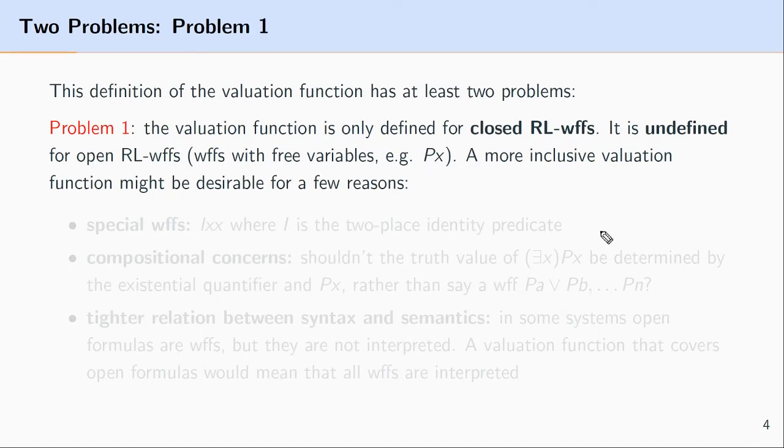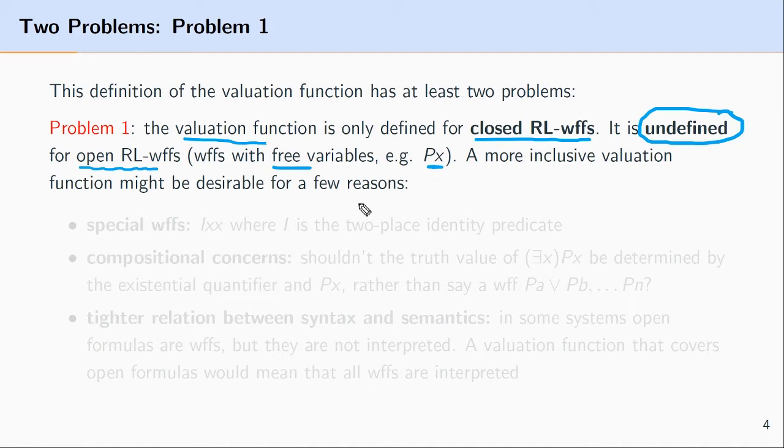Now, a case can be made that there is a problem with unpacking the truth or defining the valuation function in this way. The first is, again, note that the valuation function is defined only for closed well-formed formulas. This means that it's undefined for open well-formed formulas, formulas with free variables. So for a formula like Px, the valuation function doesn't take it as an input. It just doesn't yield a truth value as true or false.